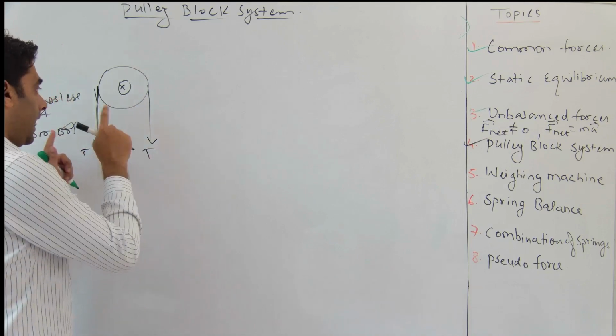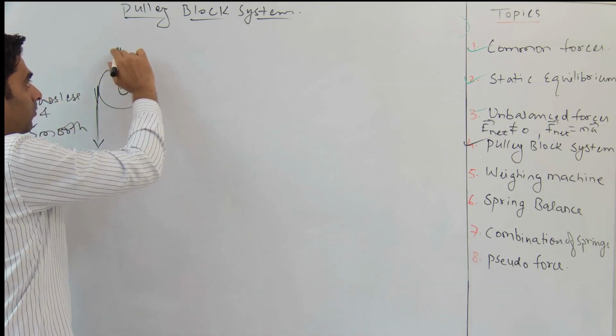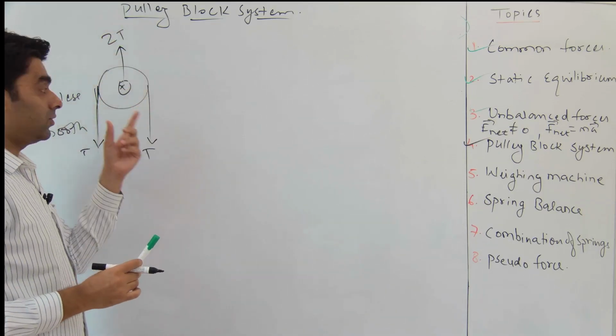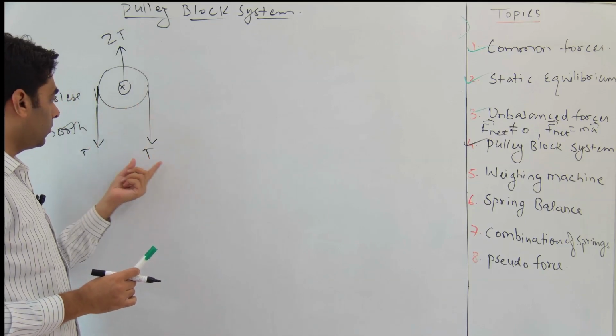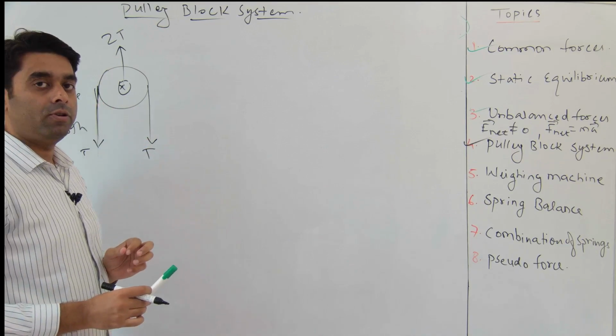So as it is a massless pulley, if T and T are acting downward, the upward force must be equal to 2T, because forces on it should be balanced. On a massless pulley, F net equals m times 0, so F net equals 0. Therefore, this is T and T, so the upward force will be 2T. This is something that we need to keep in mind.